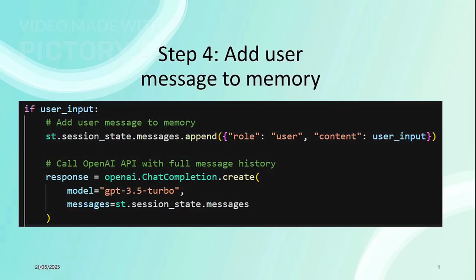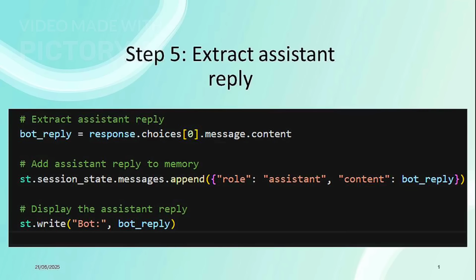Enhance your chatbot's functionality by adding user messages to memory. This step ensures that every interaction is stored, allowing for a more personalized and dynamic conversation experience. Focus on extracting replies from the assistant. By appending the assistant's response to the message history, your chatbot can deliver accurate and context-aware replies to users.